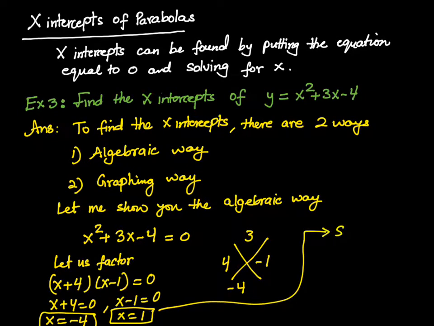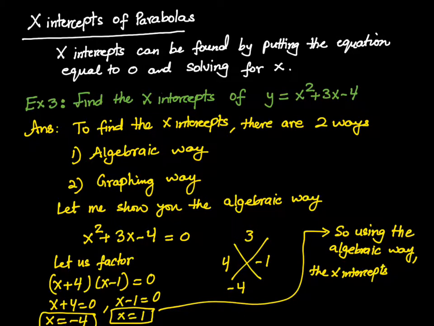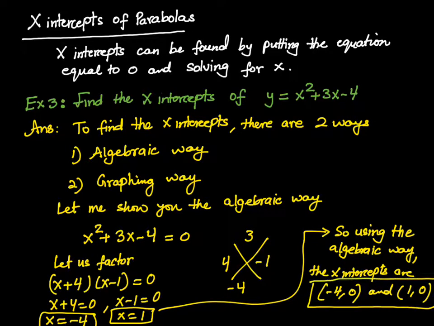If you write them in the right format, they were negative 4, 0, and 1, 0. So remember the x-intercepts are on the x-axis, so the y-coordinate is 0. So negative 4, comma 0, 1, comma 0. Okay, so that's the algebraic way. Then I'm going to show you the graphing way.